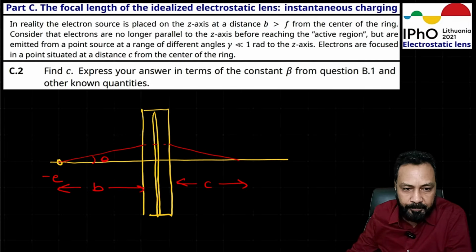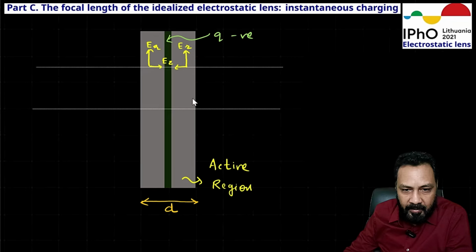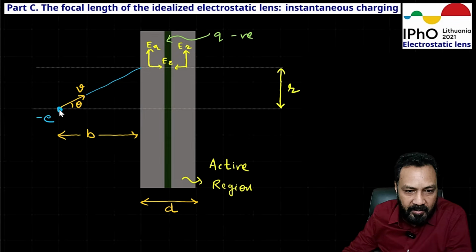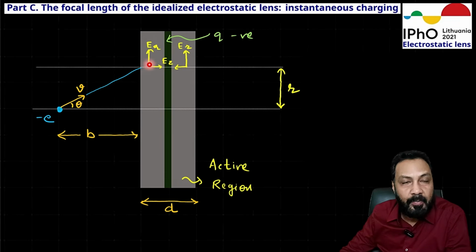So let's go ahead. Once again, for the negative Q, this is the active region. The Er would be upward, Ez would be towards the center like this, and this is the source here at a distance b. Electrons are projected at a very small angle theta from the axis. The velocity is V. So they reach this point on the active region here on this path.